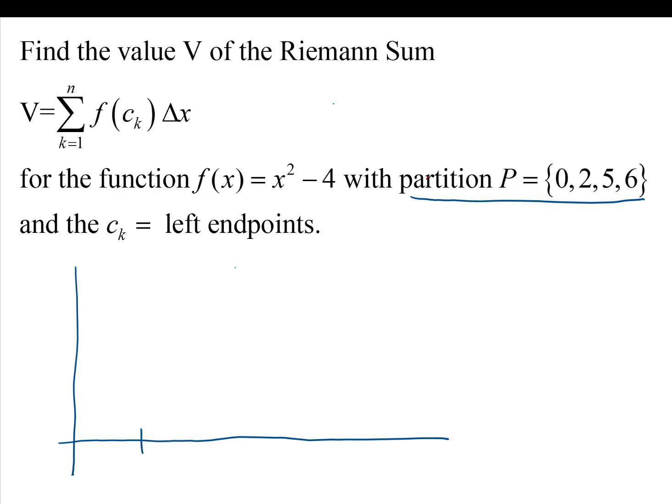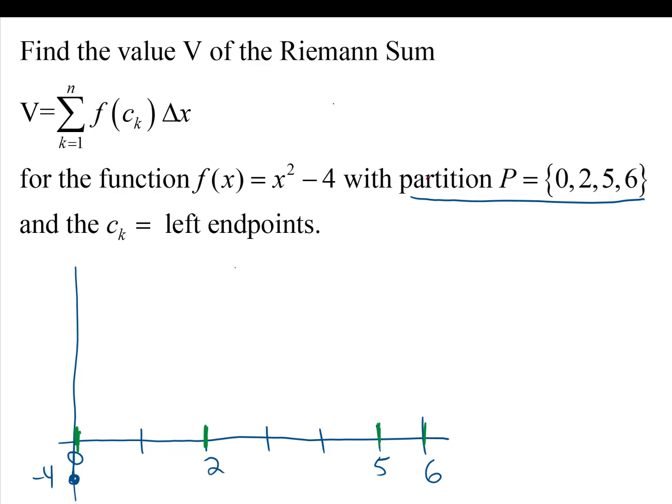We'll have this be 1, 2, 3, 4, 5, 6. And so we're supposed to partition it at 0, 2, 5, and 6. So that's where we're going to look at rectangles, and they are of varying widths. And our function is x squared minus 4, so it's moved down 4, and I'll just put that right here. This will be at negative 4.